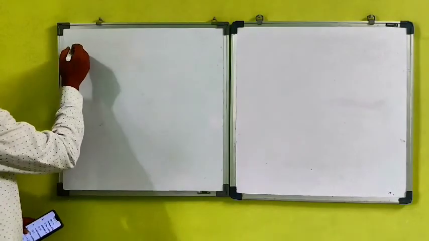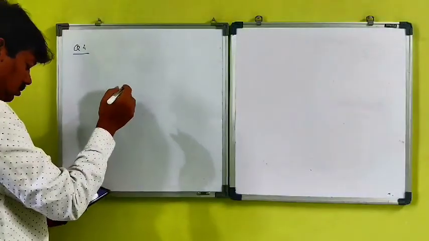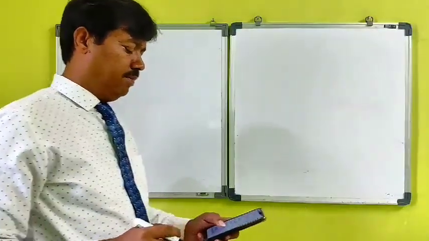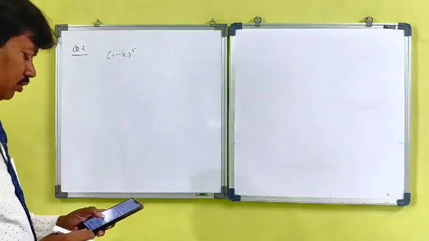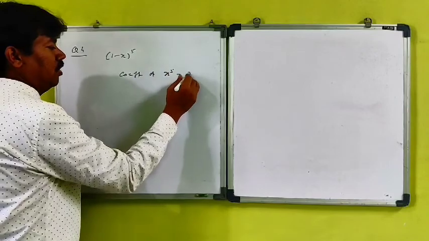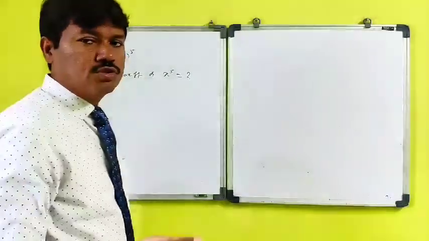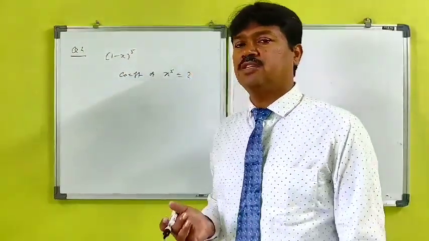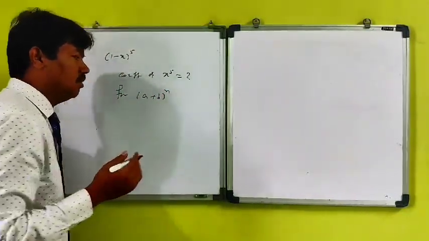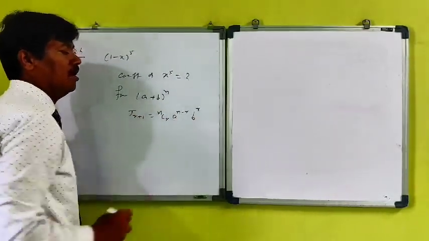Question 4. What is there in question 4? In the expansion of 1 minus x raised to 5, what is the coefficient of x raised to 5? That's the question. We will directly use a formula here. For a plus b raised to n, T r plus 1 is nCr, a raised to n minus r, b raised to r.